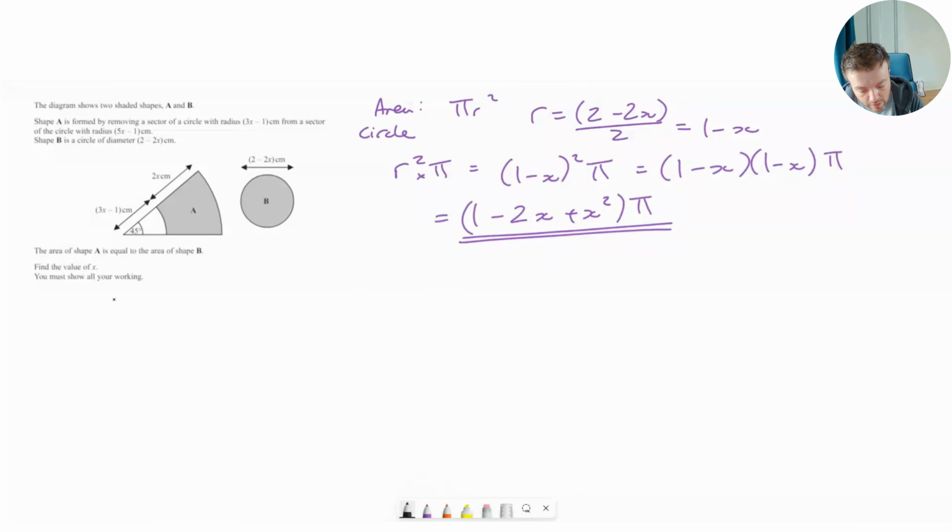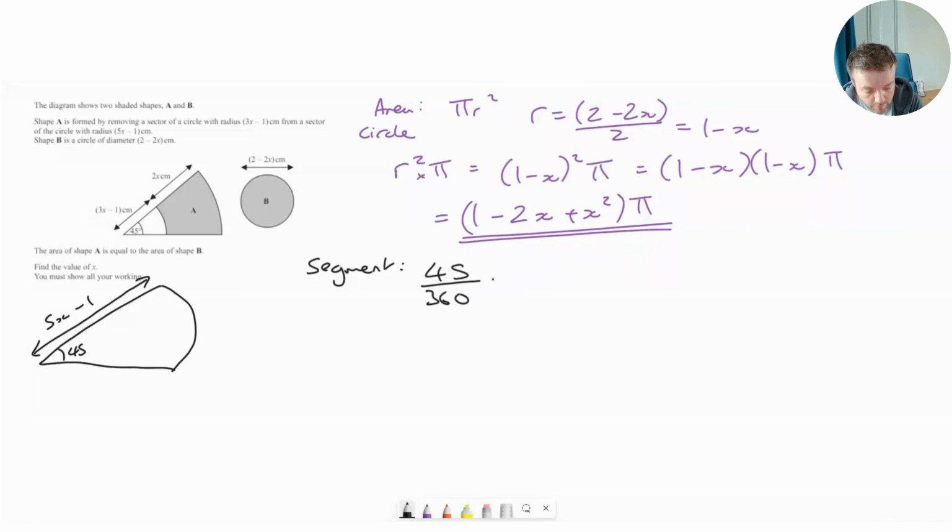Right, next bit is we've got to work out the segment. So if we draw out the segment, effectively we've got the 45 degrees, and we've also got this bit here. So we've got 5x minus 1. Let's have a look at how we work that out. The segment is going to be 45 over 360 times 5x minus 1 all squared.